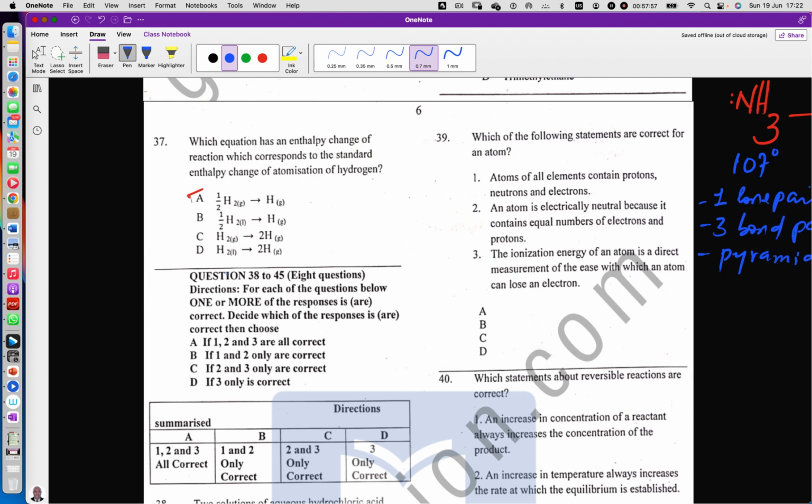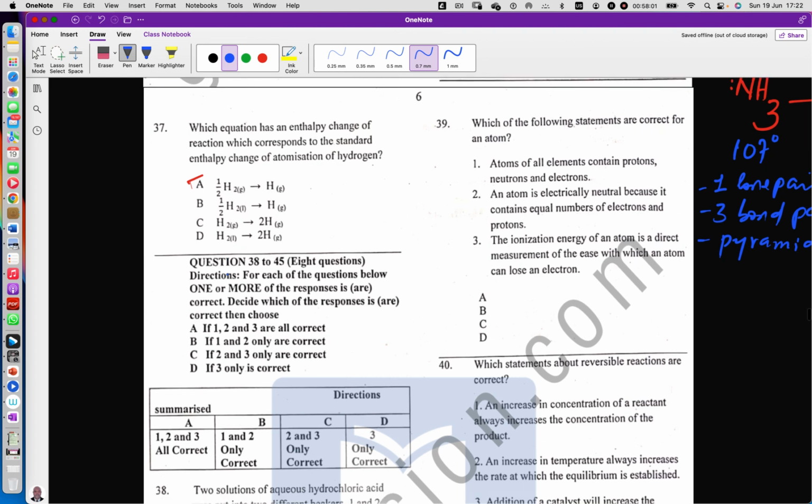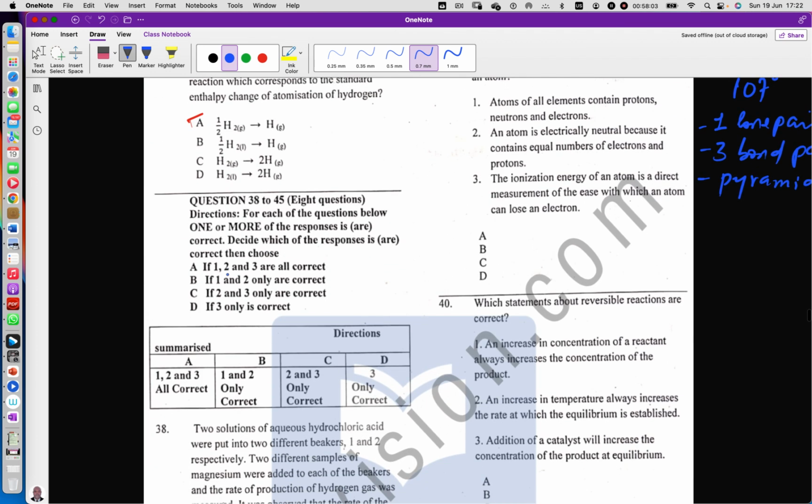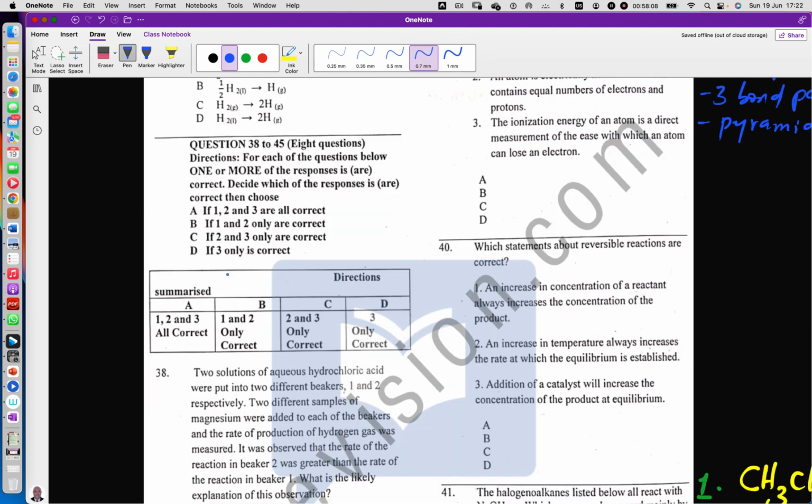Question number 38. Questions 38 to 45 have to do with some other things again. They have said that when the answers 1, 2, and 3 are correct, mark A; 1 and 2 is B; 2 and 3 is C; and if the answer is only 3, we have D. Question number 38. Let's go straight.